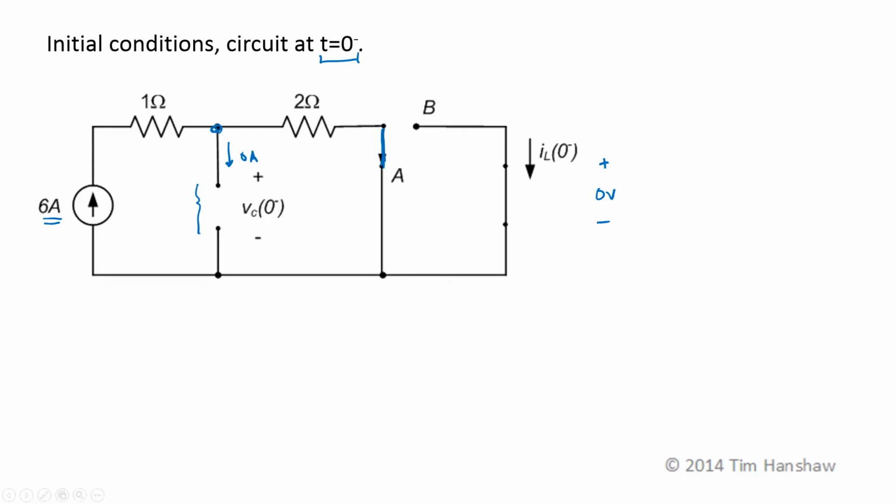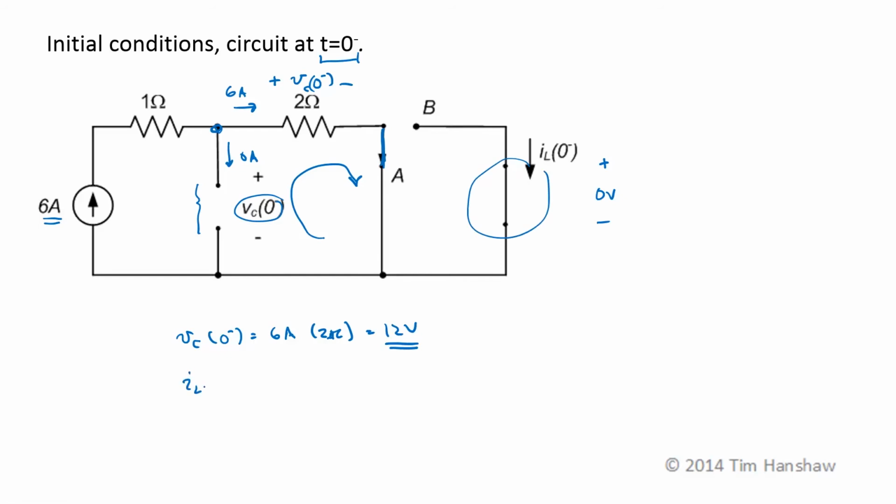Now if I do KCL here, there's no current through the capacitor, so I have 6 amps going through the 2 ohm resistor. KVL around here tells me that this voltage is going to be the same as this voltage. So V sub C at t equals 0 minus is, by Ohm's law, just 6 amps times 2 ohms, which is 12 volts. There is no forcing function connected to the inductor, so the inductor initially doesn't have any energy stored in it, and I sub L at 0 minus is 0 amps.